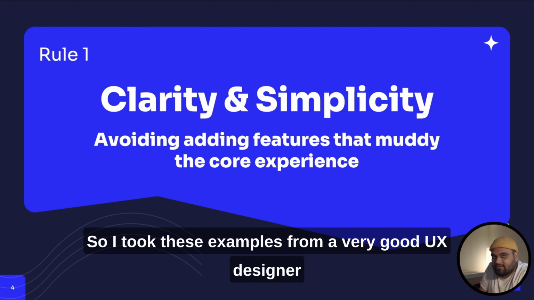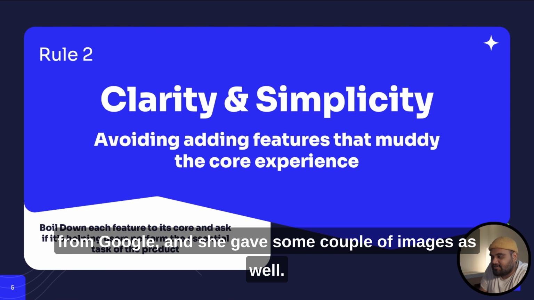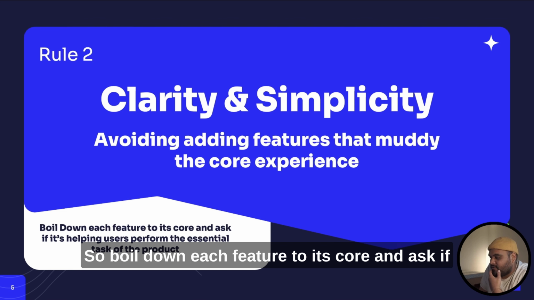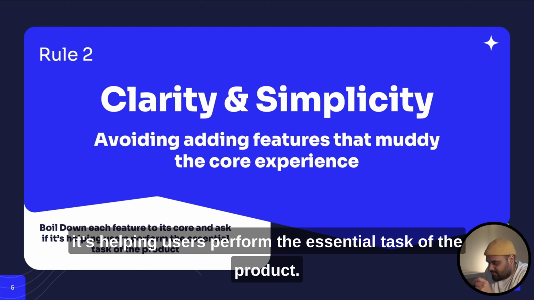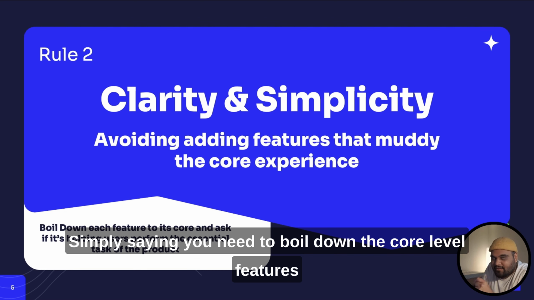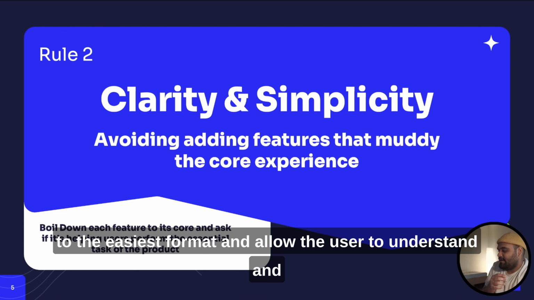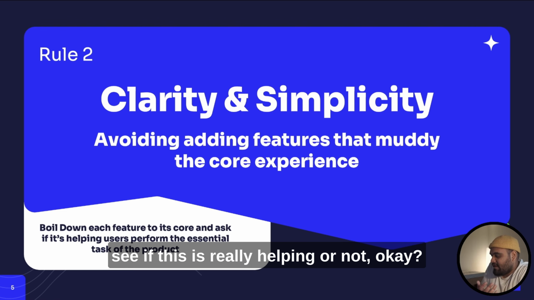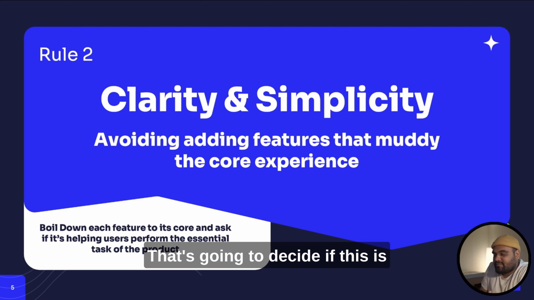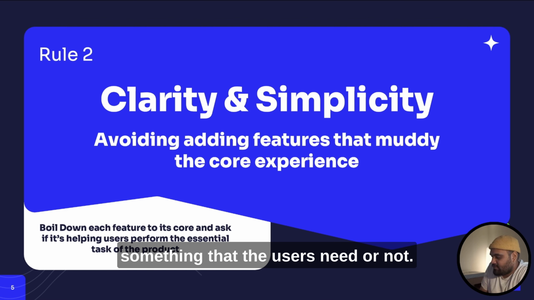I took these examples from a very good UX designer from Google, and she gave a couple of images as well. I'll show you that in a minute. So boil down each feature to its core and ask if it's helping users perform the essential task of the product. Simply saying, you need to boil down the core level features to the easiest format and allow the user to understand and see if this is really helping or not. That's going to decide if this is something that the users need or not.